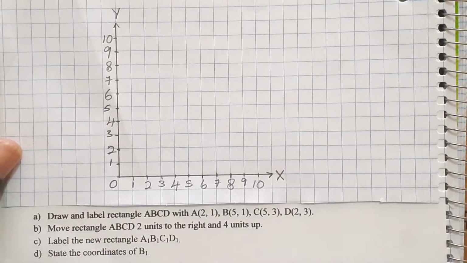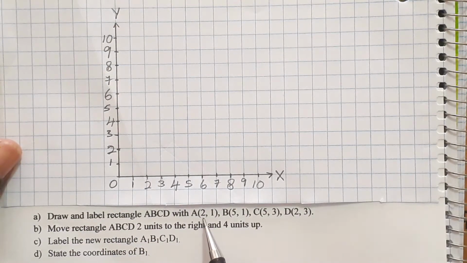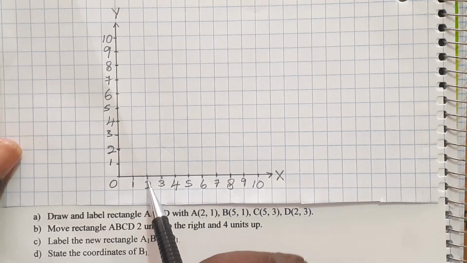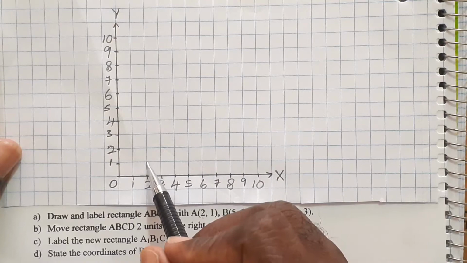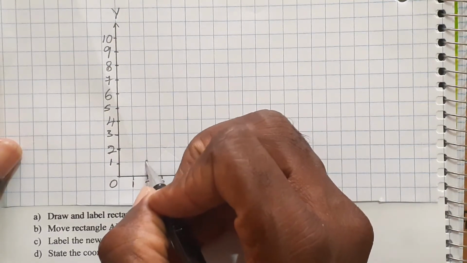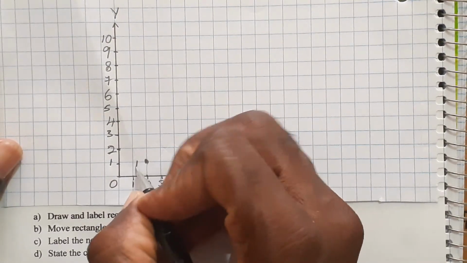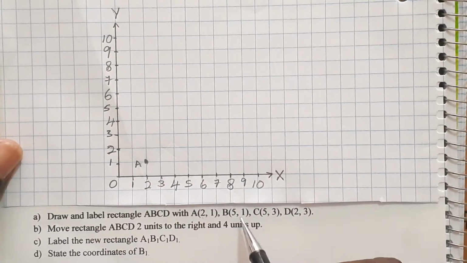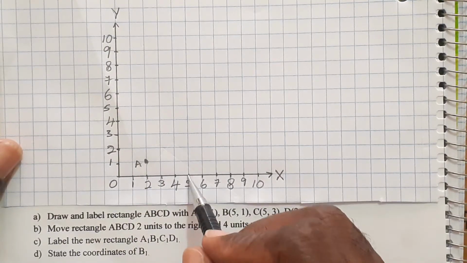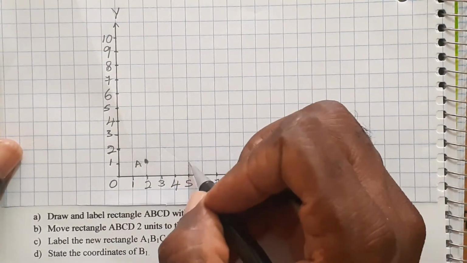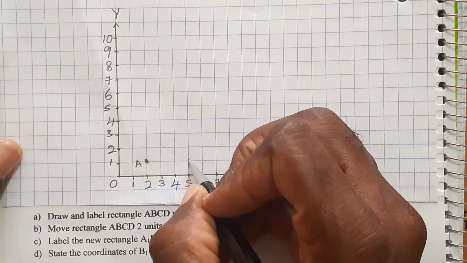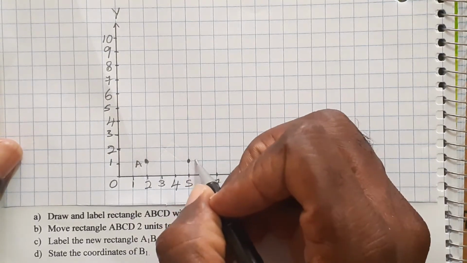Our first point is A, which is (2, 1). 2 on the x-axis, 1 on the y-axis. So 2 on the x here, move up to 1 on the y, which will give our point here. This is point A. Point B is stated as (5, 1): 5 on the x, 1 on the y-axis, which is this point here. This here is point B.